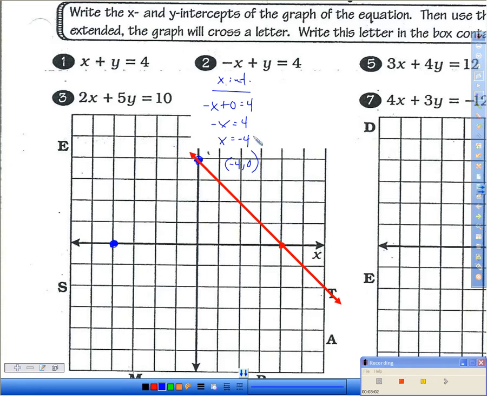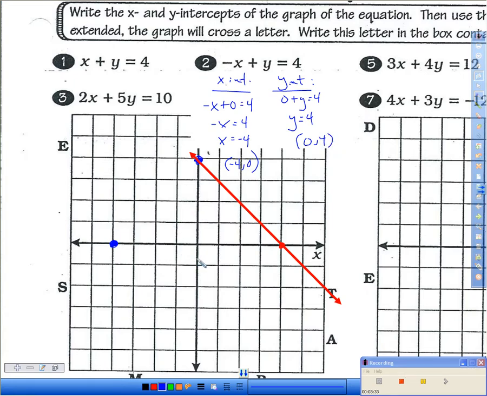If we do the same thing for y, we know that all y-intercepts have something in common. Y-intercepts have x values of 0. So we put in 0 wherever we see x. Negative 0 plus y equals 4. There's not really a negative 0, so just 0 plus y equals 4. 0 plus y is the same thing as y equals 4. So when our x value is 0, our y value is 4. So the y-intercept is (0, 4).